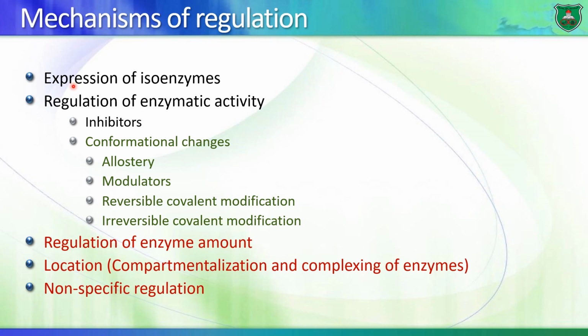First we will start talking about expression of isoenzymes and what they do. Then we'll talk about regulation of enzymatic activity via inhibitors. Then in the next lecture we're going to talk about conformational changes of enzymes and enzymatic reactions: allosteric regulation, different modulators, inhibitors, activators, and so on. We're also going to talk about reversible and irreversible covalent modification.